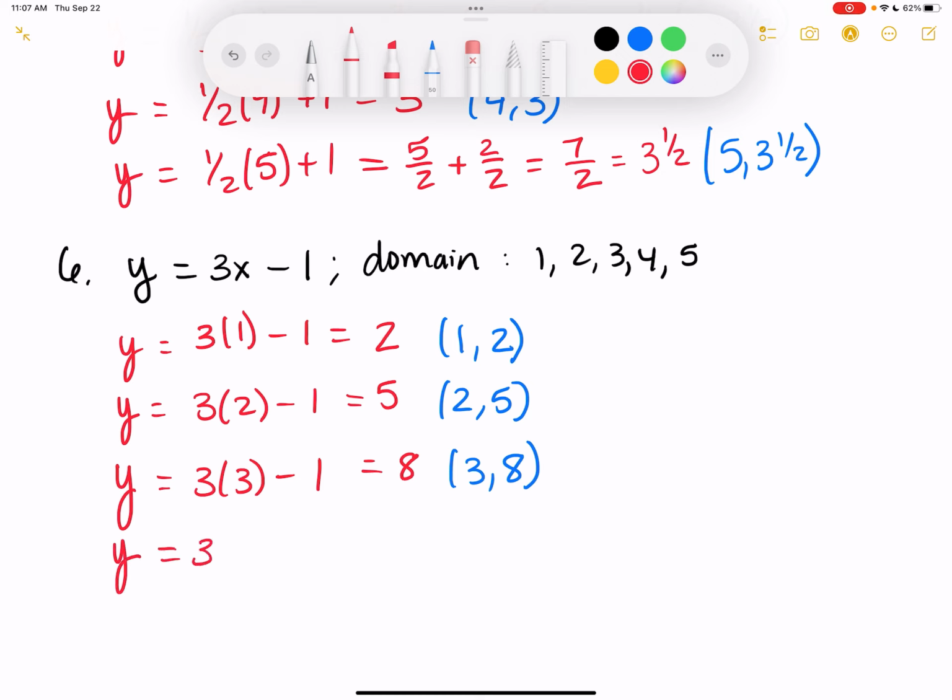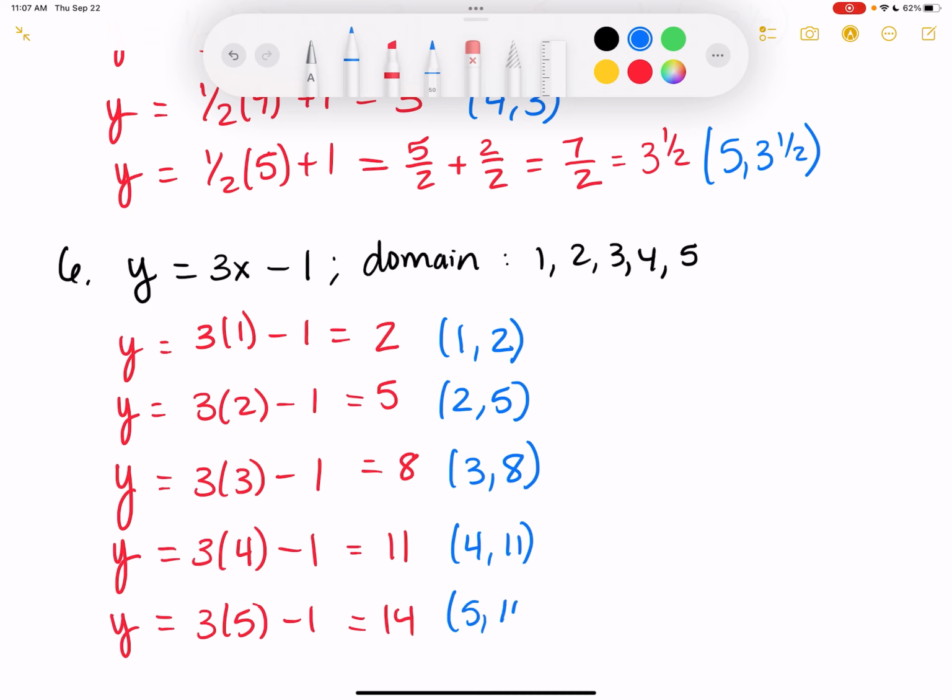Y equals 3 times 4 minus 1. 11. So that's the point 4, 11. And then the last one, 5, 3 times 5 minus 1. 14. So that's going to be the point 5 and 14. So now I can graph them.